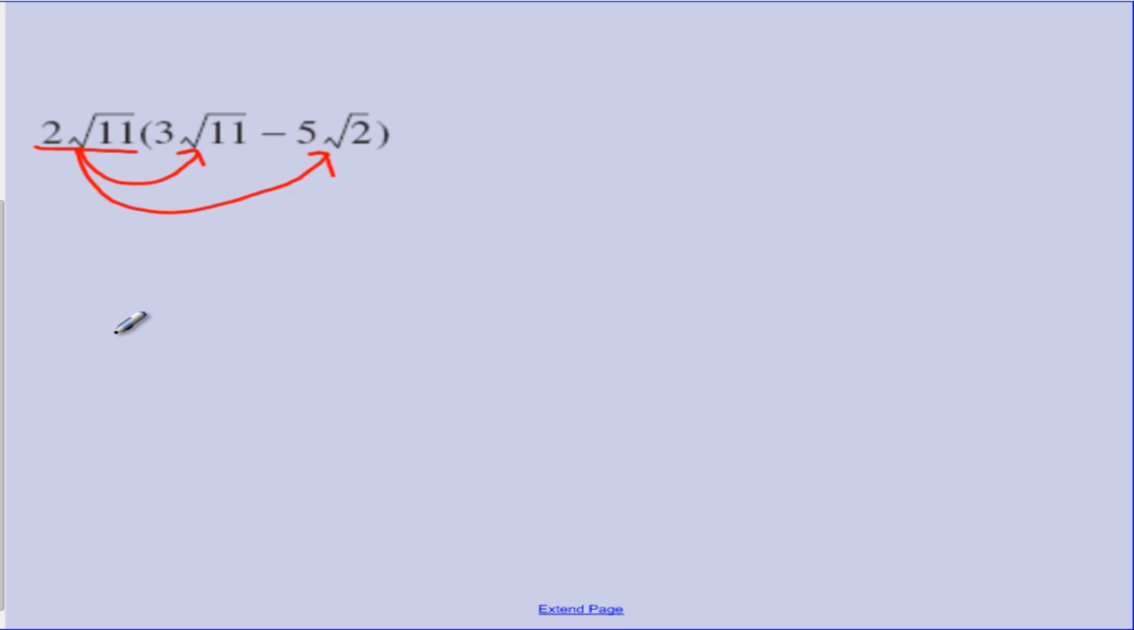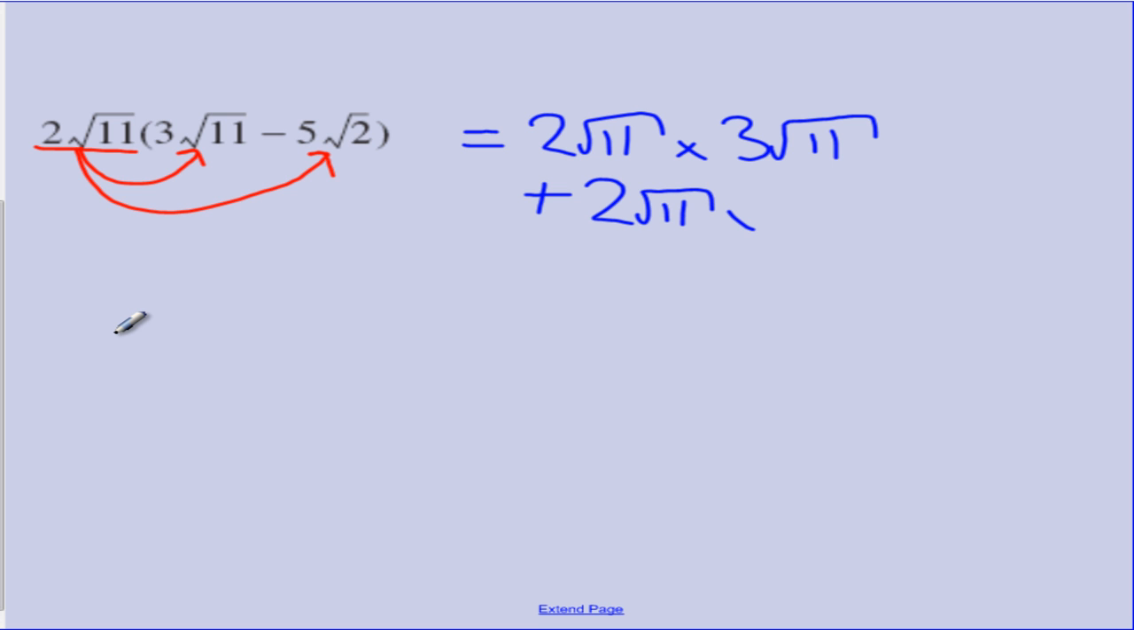Alright, give myself some more room. 2 root 11 times 3 root 11. We might write this out the long way to make sure that we don't miss a step. There's our first one, and that is added on to the 2 root 11 again, multiplied by the negative 5 root 2. Alright, let's multiply these out.